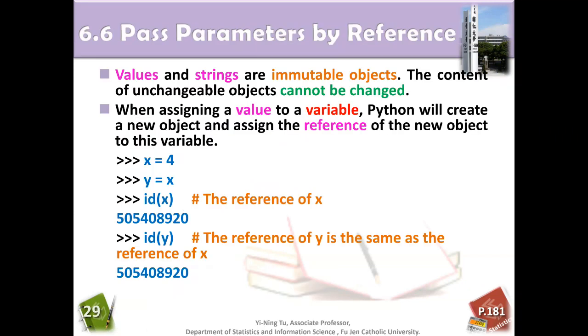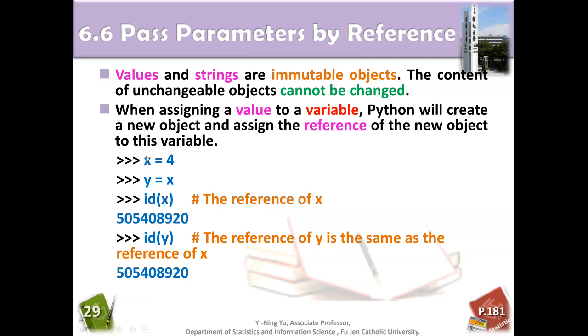So pass parameters by references. Values and strings are immutable objects. The content of the unchangeable objects cannot be changed. So when assigning a value to a variable, Python will create a new object and assign the reference of the new object to this variable. So what does that mean?